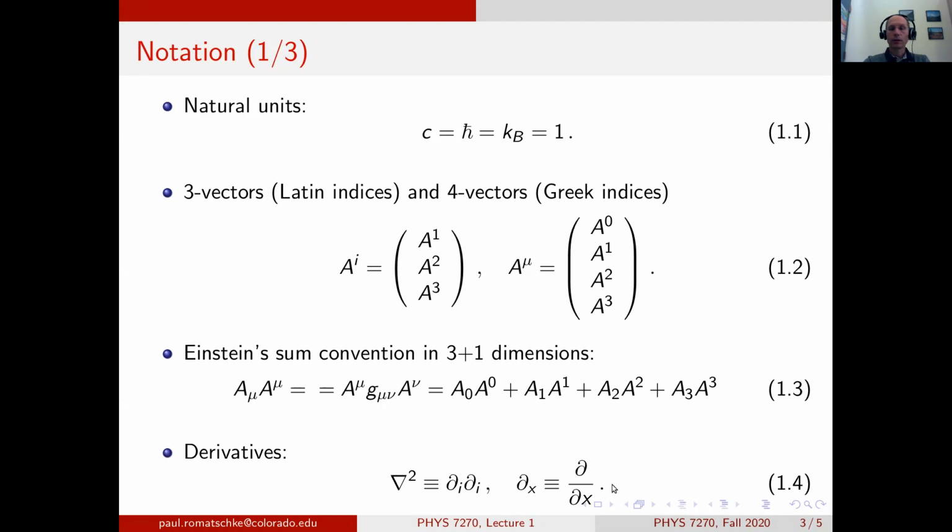I will be denoting derivatives such as d by dx by partial x. Similarly, I will be denoting gradients that involve, for instance, the spatial components by partial i, similar to what I've used for the vectors up here. And I will be using objects such as the Laplacian nabla squared as partial i partial i, where again, Einstein's sum convention just says sum over all the indices. So the Laplacian just stands for partial x squared plus partial y squared plus partial z squared.